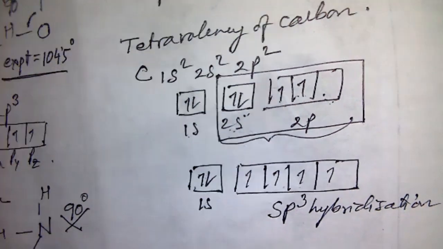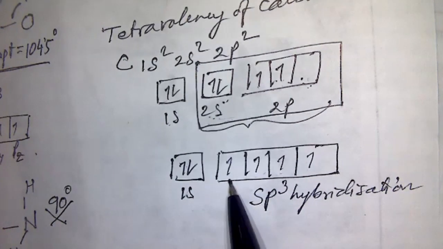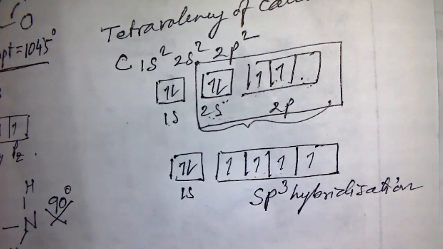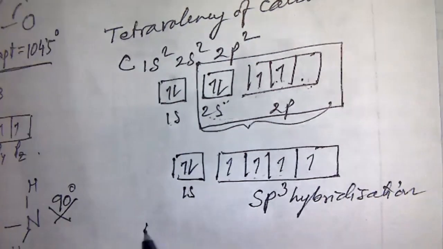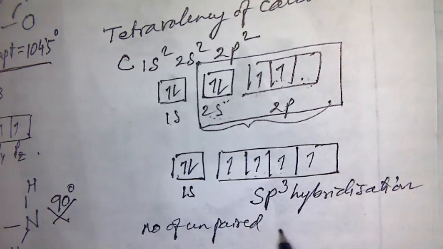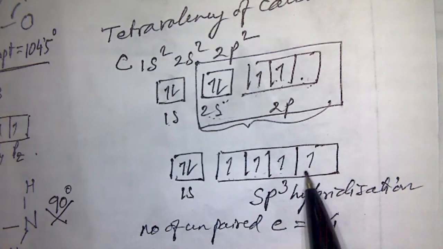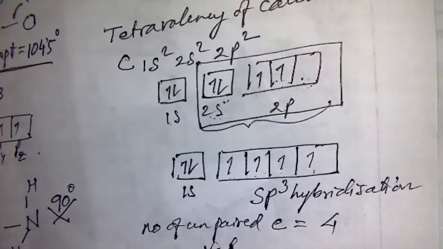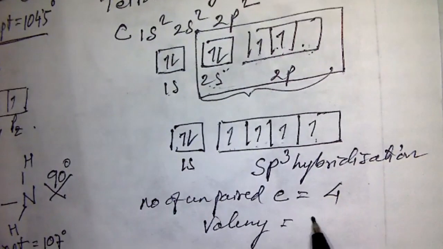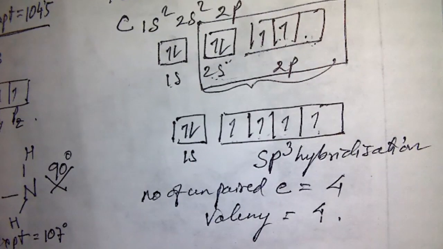Done? Now you can count how many unpaired electrons. Previously there were only 2, so we said valency should be 2. But now, the number of unpaired electrons is 4. So its valency is also 4. This is how you are getting it.